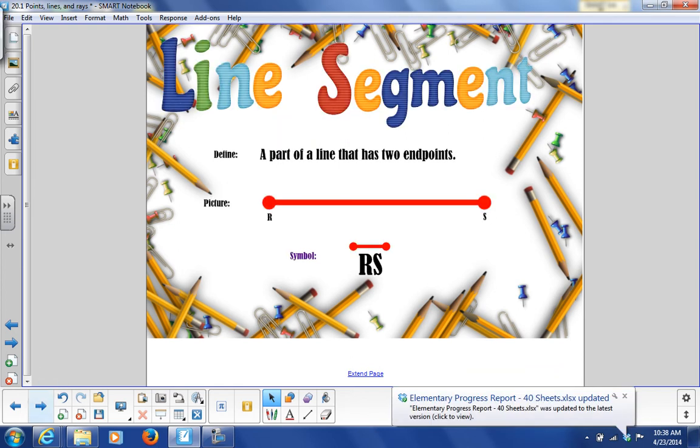All right, a line segment. The definition of a line segment is a part of a line that has two endpoints. You have a point here, R, you have a point here, F, and it will be written like this, okay, with the points on each end of a line segment. That means it doesn't extend past the points. That's the piece of line that we're dealing with.